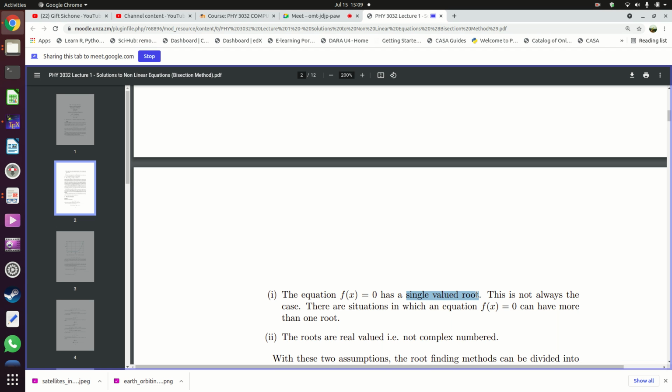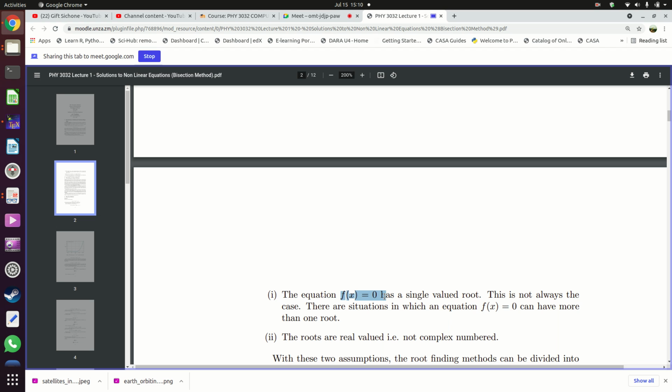In the case where we have a function which cuts the x-axis in more than one place, like a quadratic or a cubic function, we are going to be interested only in a certain area. We'll be looking for the root only in a particular area, such that in that area there is only going to be one root, so that we can satisfy the assumption we are making, that our equation f of x only has one root. Are we clear? Yes, sir.